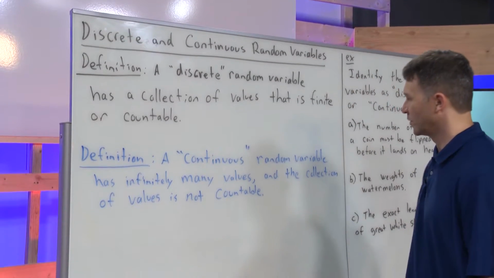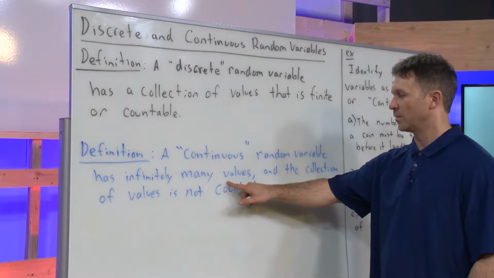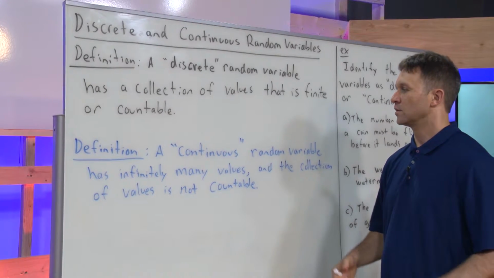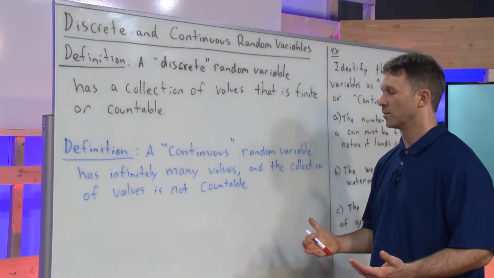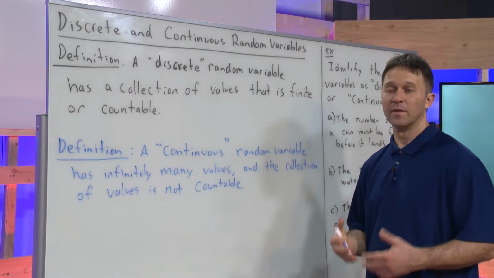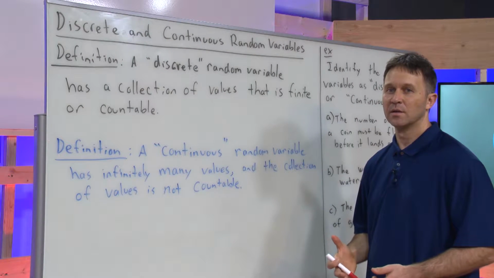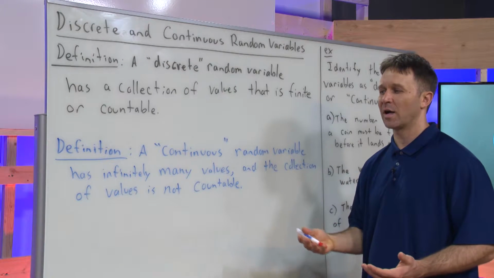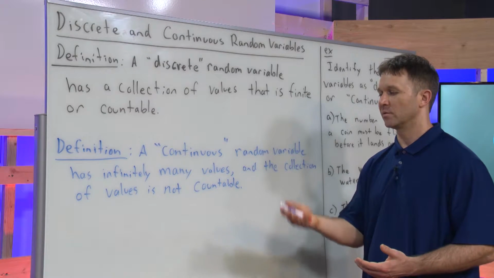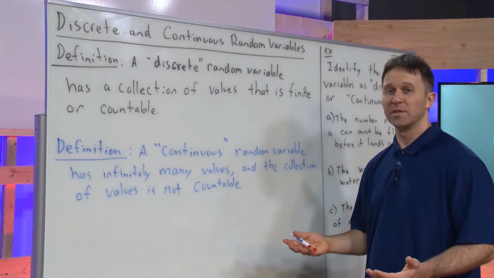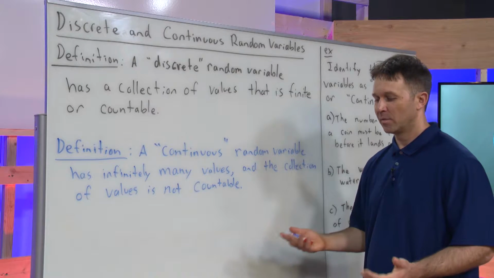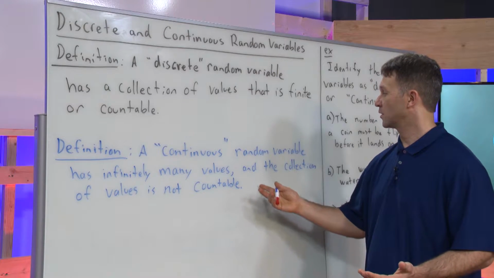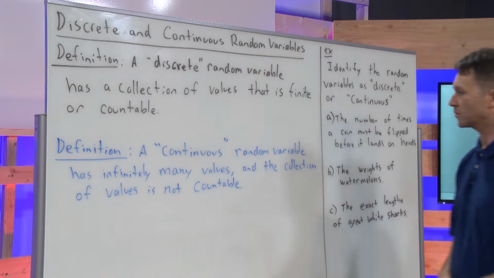A continuous random variable has infinitely many values and the collection of values is not countable. So an example of a continuous variable would be something that we measure, right? For example, if we throw a ball up and measure how high it goes, or we measure the speed that a pitcher throws the baseball, that would be a continuous random variable.